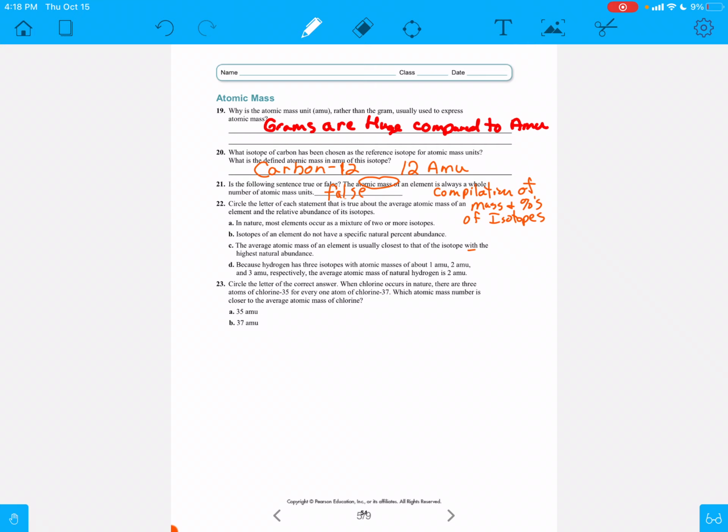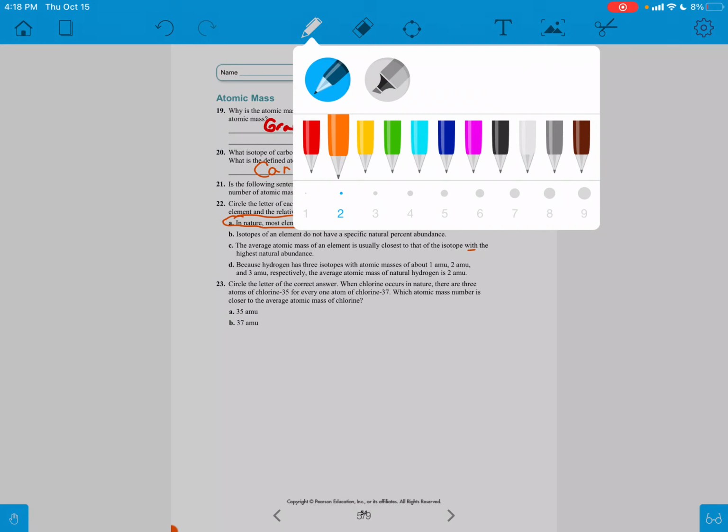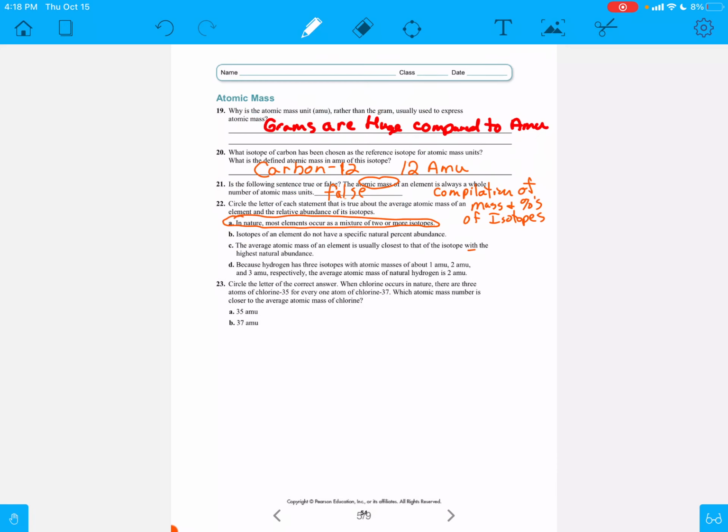Next, circle the letter of each statement that is true about the atomic mass or average atomic mass of an element and the relative abundance of its isotopes. Letter A: in nature, most elements occur as a mixture of two or more isotopes. That is so true. I circled the whole thing. The next one: isotopes of an element do not have a specific natural percent abundance. No, that's false.